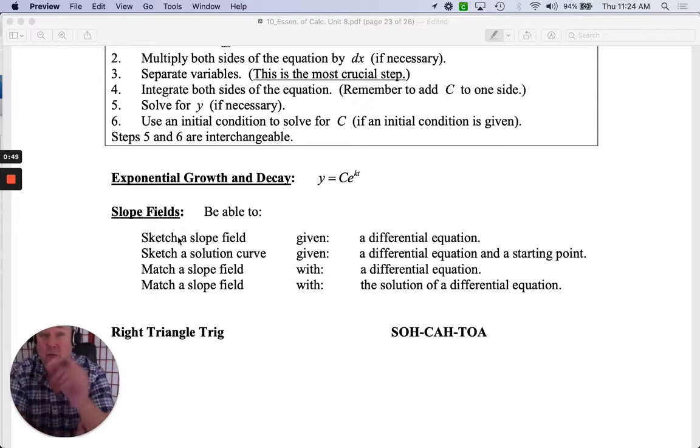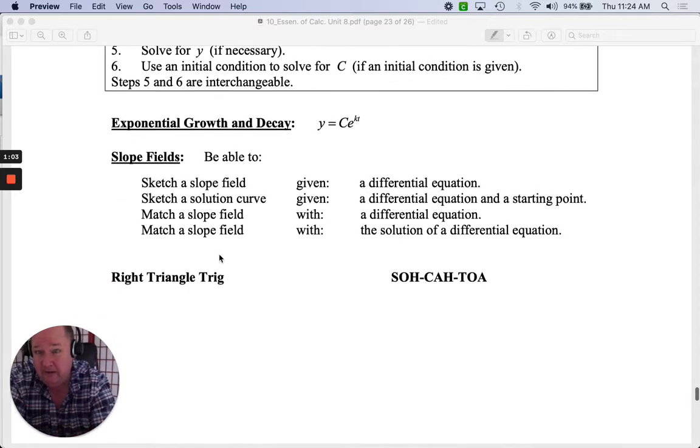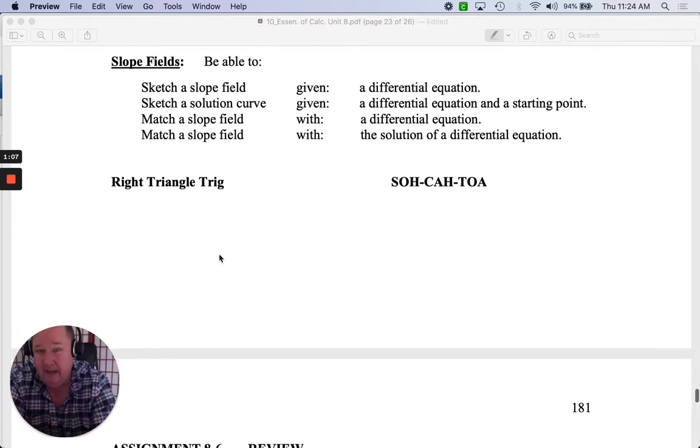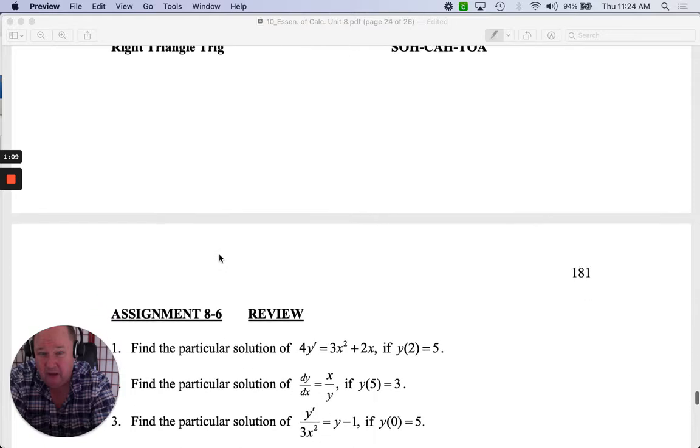Where you have to do many little slope lines on a graph, and then you connect the slopes together to make the function. I find it super interesting. It's something I didn't learn in high school. So this is a new topic in calculus, and I like it. Something different. And then we ended with right triangle trigonometry.